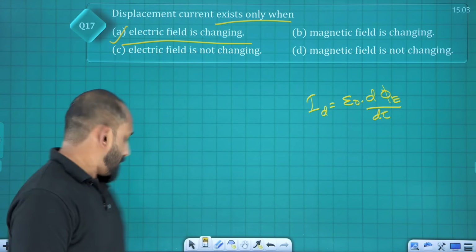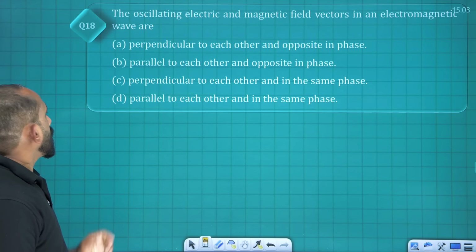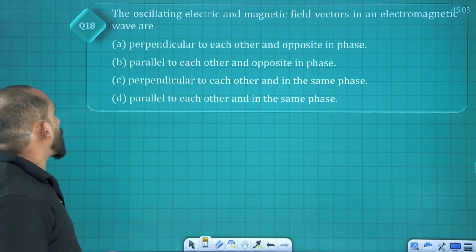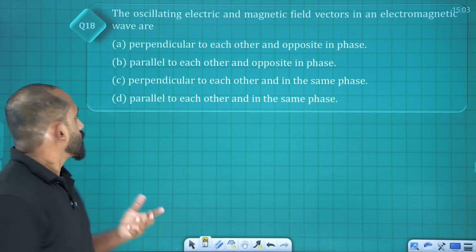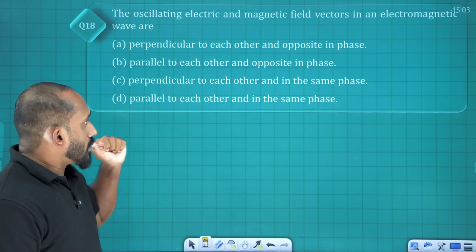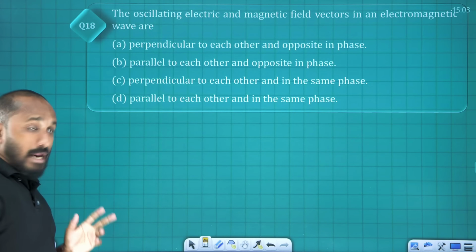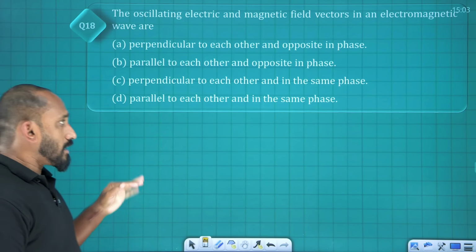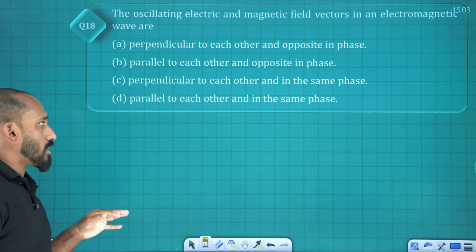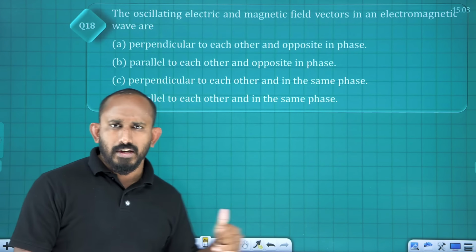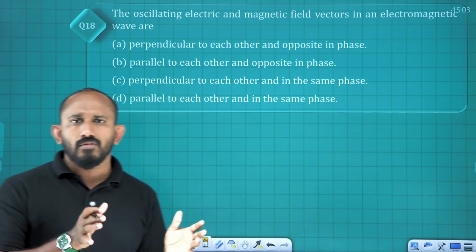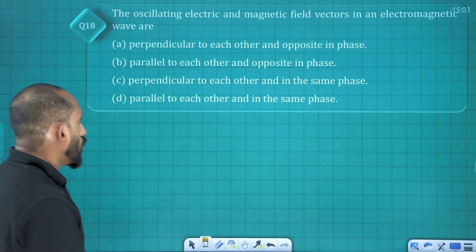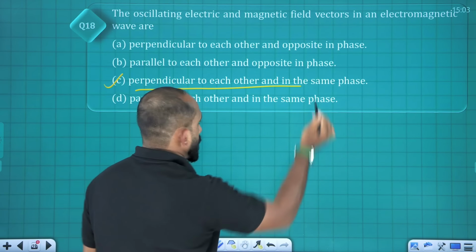Let's see the next question. The oscillating electric and magnetic field vectors in an electromagnetic wave are: perpendicular to each other and opposite in phase, parallel to each other and opposite in phase, perpendicular to each other and in the same phase, or parallel to each other and in the same phase. A similar concept we have done. So, the electric field and magnetic field vectors will be perpendicular to each other, but they will be in phase. So, option C is the correct answer.